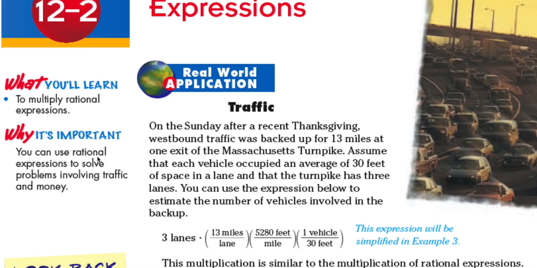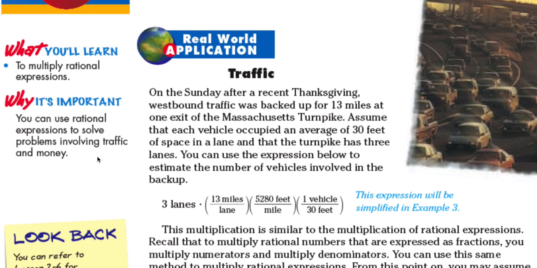On the Sunday after the recent Thanksgiving, westbound traffic was backed up for 13 miles on the exit of Massachusetts Turnpike. Assume that each vehicle occupied an average of 30 feet of space in a lane and that the turnpike has 3 lanes. You can use the expression below to estimate the number of vehicles involved in the backup. So this is the expression we will use.